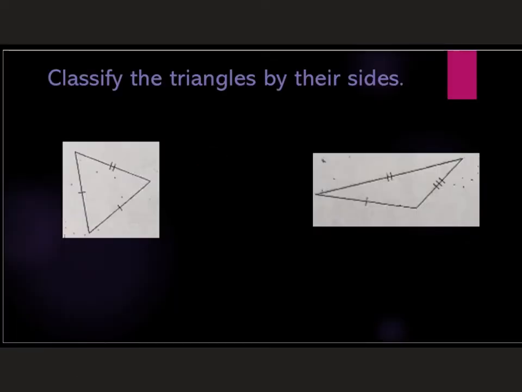This first slide said classify the triangles by their sides. So remember there's three types of triangles. We have scalene, isosceles, and equilateral. Those are classifying triangles by their sides. So if you look at this first one, we have a triangle with two sides that are the same, and then our third side is different. So this is going to be an isosceles triangle when two sides are the same length.